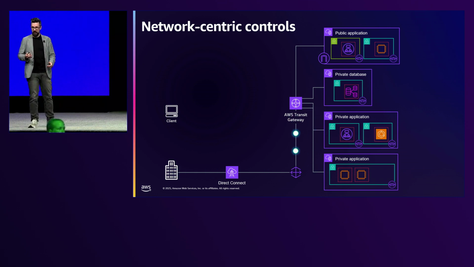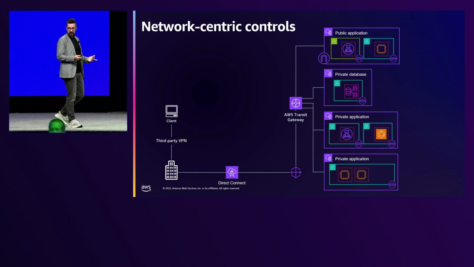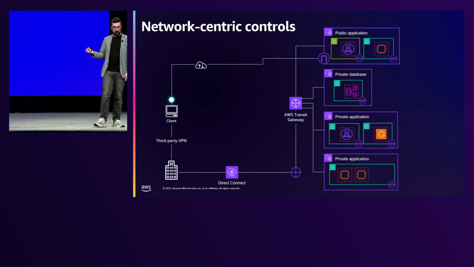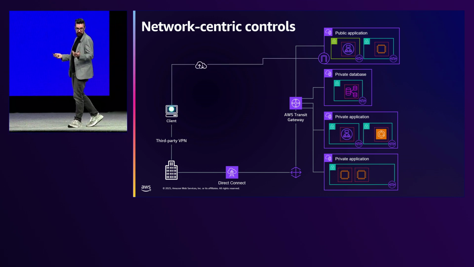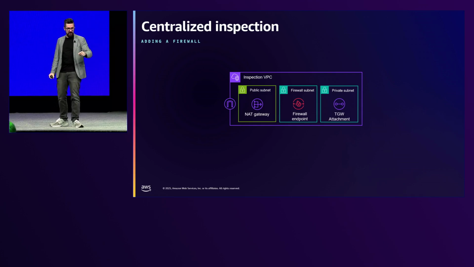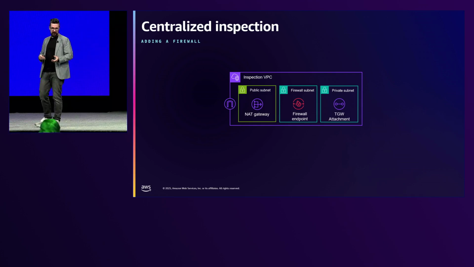Now for clients who are outside of that, we could connect via a third-party VPN, again via direct connect, or we can go directly to a public-facing workload, like our public-facing ALB. Now, at this point, we might decide we want to implement a firewall as well. So we'll create an inspection VPC, like the one that's on the screen here, and we'll deploy a firewall inline, and we'll route all our traffic through it.